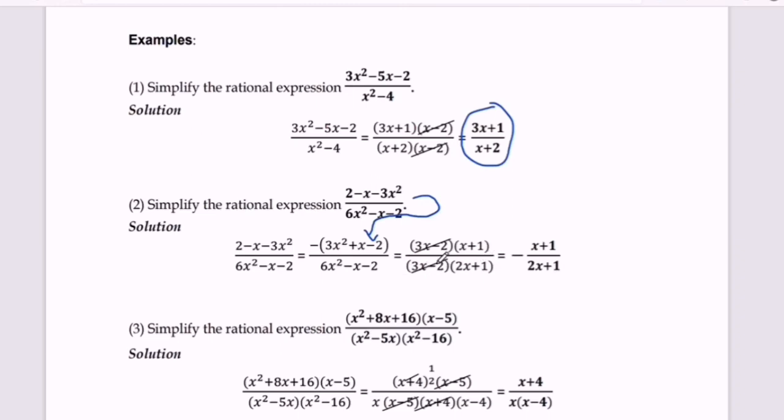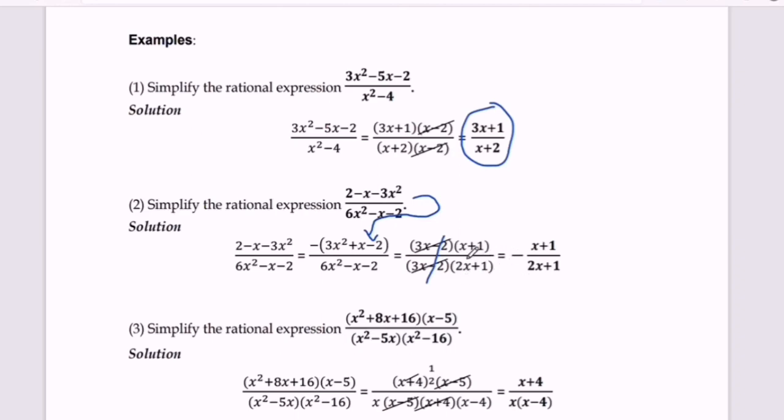To find the factors, I think you already know how to factor these kinds of expressions. So I suggest you recall your topic or knowledge about factoring. And then for our denominator, 6x squared minus x minus 2, this will become 3x minus 2 times 2x plus 1. So there are similar terms in the upper and the lower, so we cancel out 3x minus 2. The remaining terms will be x plus 1 divided by 2x plus 1.